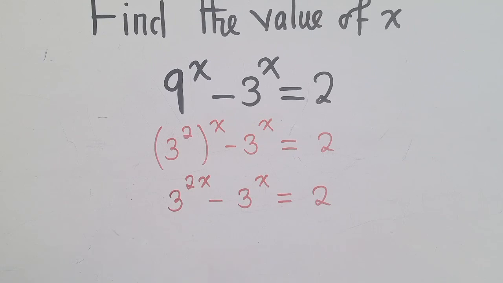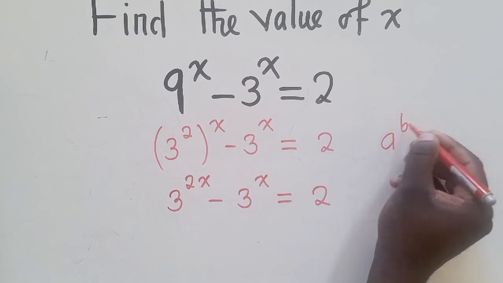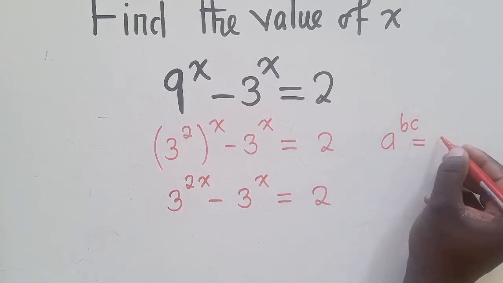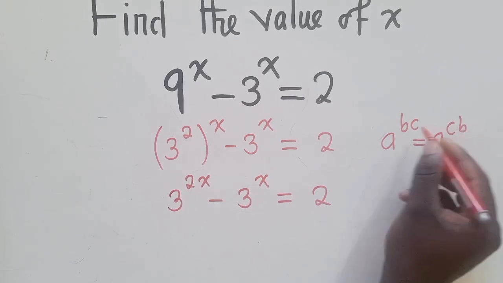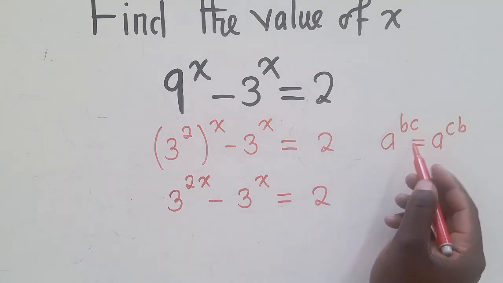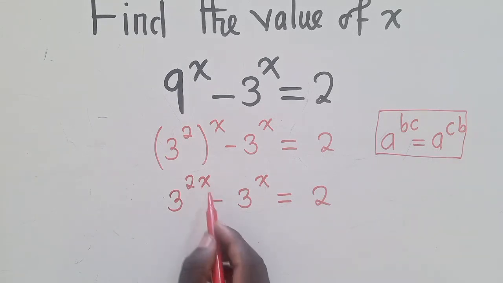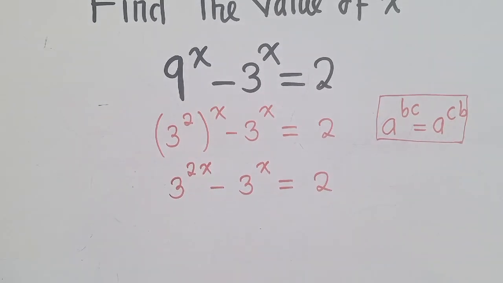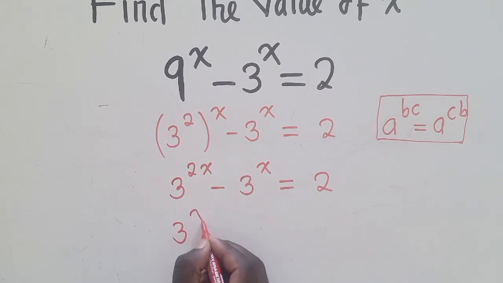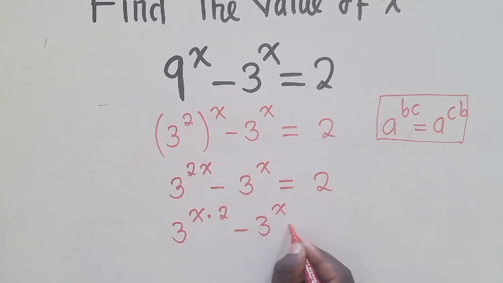Now, at this point, the powers can switch, because multiplication is commutative. When you've got a power b c, these can be written as a power c b. You're multiplying, so you can switch the powers. It's fine. So it will give us 3 power x multiplied by 2, minus 3 power x is equal to 2.